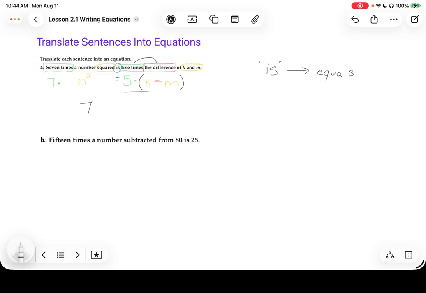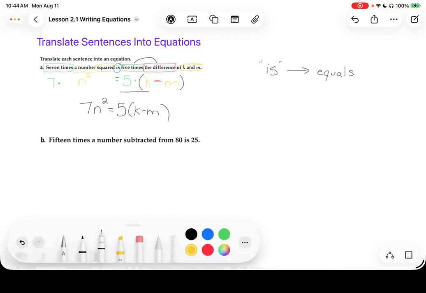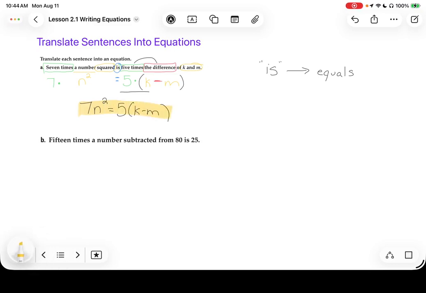So the entire thing is 7 times n squared. I don't need the multiplication symbol, but it'd be okay to have it in there. And then 5 times the difference of k and m. And that is my completed equation translated from English. Let's try this second one. It says 15 times a number subtracted from 80 is 25.